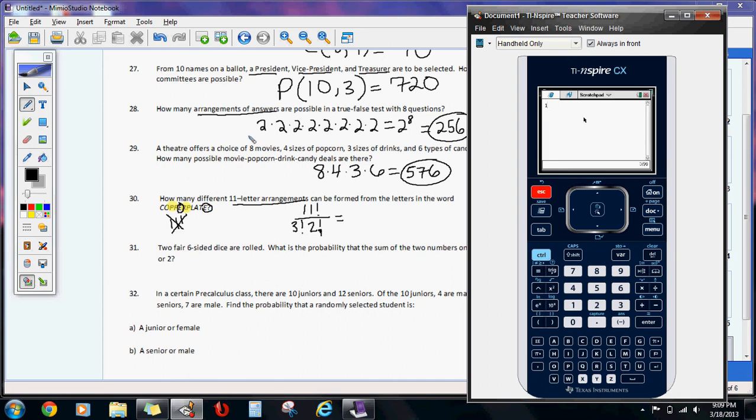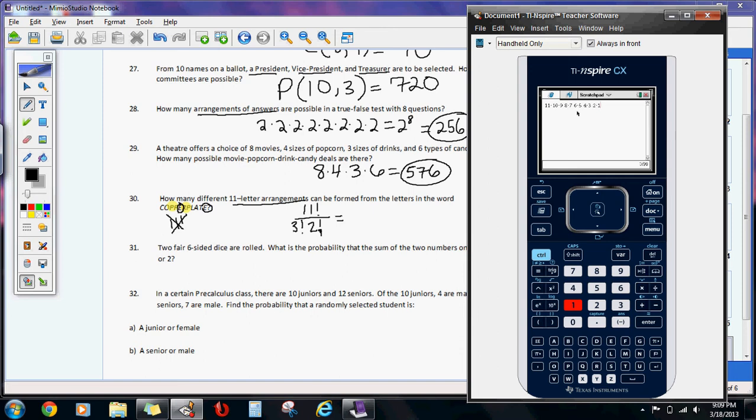So luckily, I know what 11 factorial means. I know that that means 11 times 10 times 9, times 8, times 7, times 6, times 5, times 4, times 3, times 2, times 1. Now I didn't need to do all of that there, but just kind of showing you that all of that is what 11 factorial is equal to.